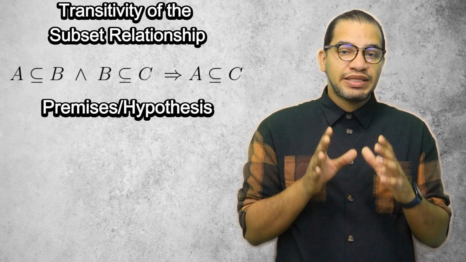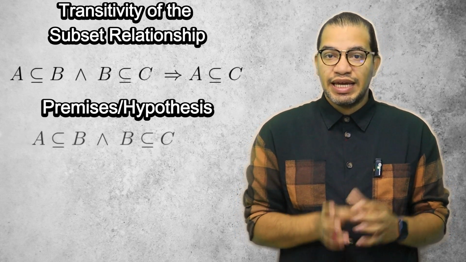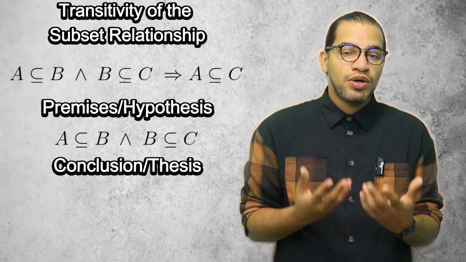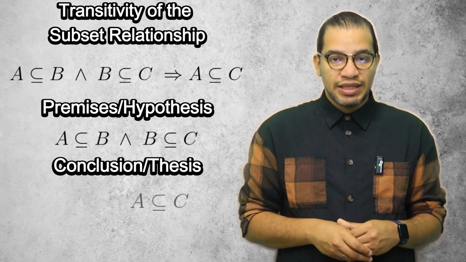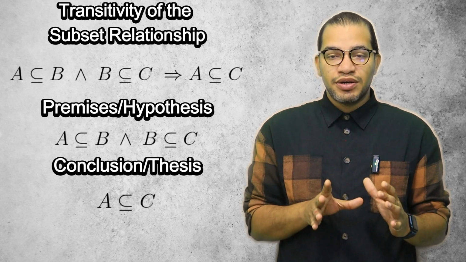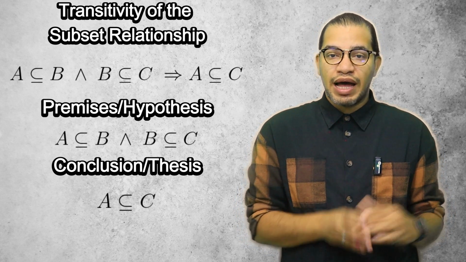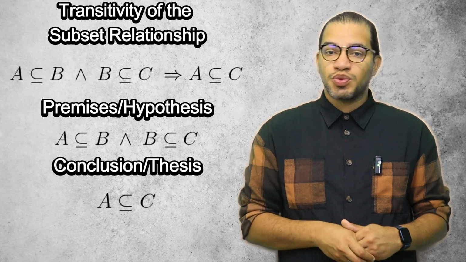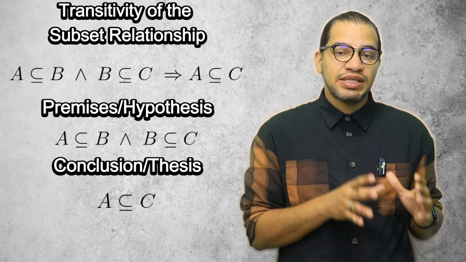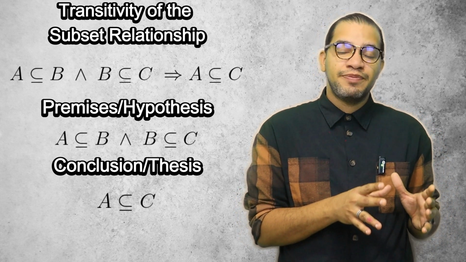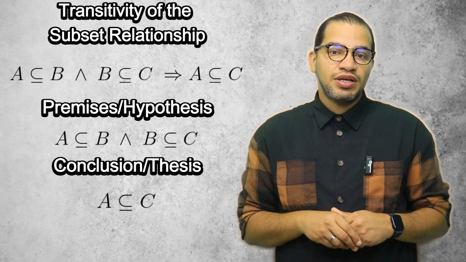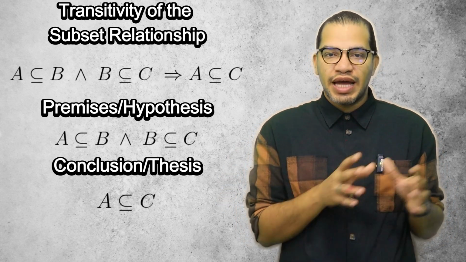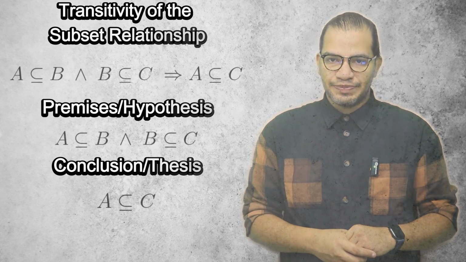We will prove this by taking an arbitrary element X in A, and we will show that this element is indeed in C. Here, you have to notice that we have a hypothesis and a conclusion, which we have to arrive at. The hypothesis is that A is a subset of B and B is a subset of C, and the conclusion is that A is a subset of C. Here, we will provide the proof for the transitive property of the subset relation.